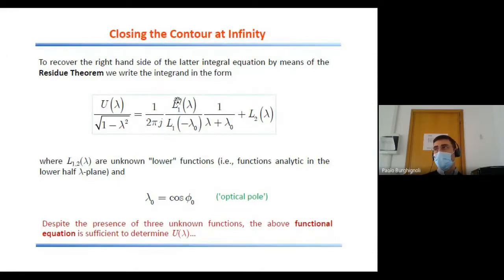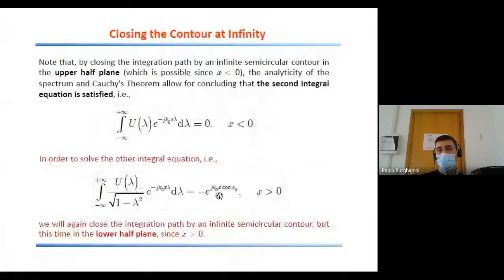And finally, you can add another arbitrary function analytic in the lower half plane, since it will not contribute to the residue theorem, since by Cauchy theorem its integral is zero on a closed contour. So basically the point here is to enforce the presence of a pole such that you recover exactly the right hand side of the equation.